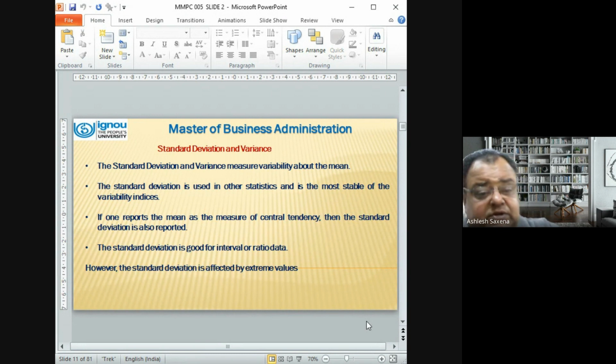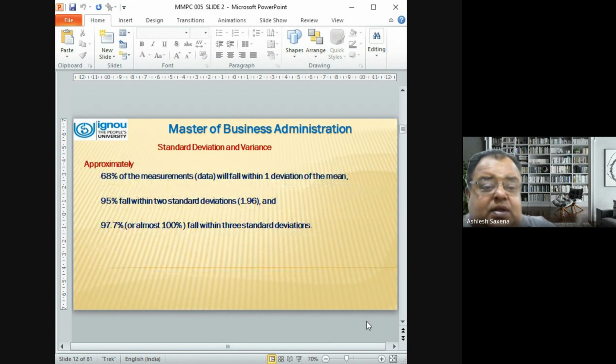The standard deviation is good for interval or ratio data. However, the standard deviation is affected by extreme values. Approximately 68% of the measurements, that is data, will fall within one standard deviation of the mean. 95% falls within two standard deviations, that is 1.96, and 99.7%, about 100%, falls within the third standard deviation.